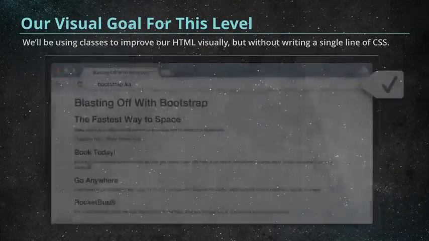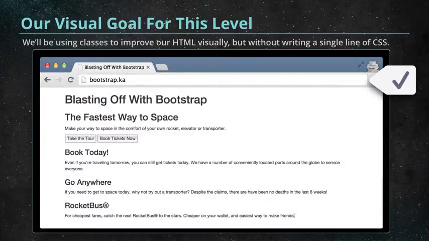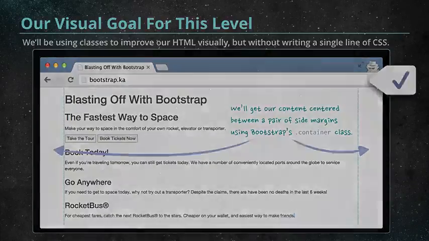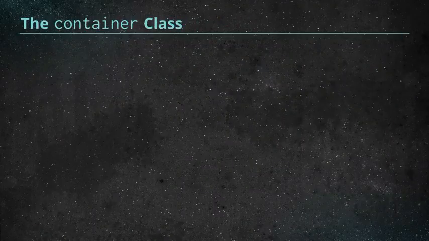One of the ways we can visually improve our site is by centering our content elements and creating a pair of side margins. This will prevent our content from wrapping to the very edges of our page. To do that, we're going to use Bootstrap's container class.